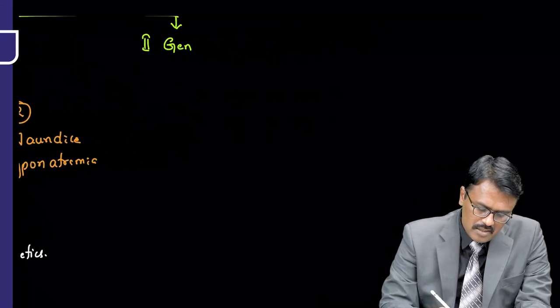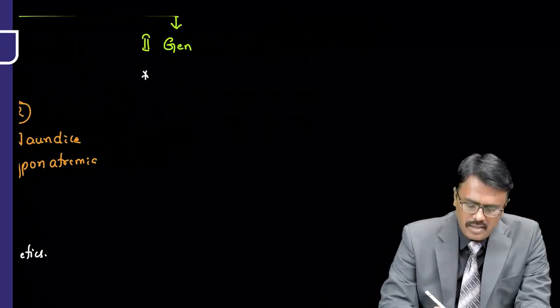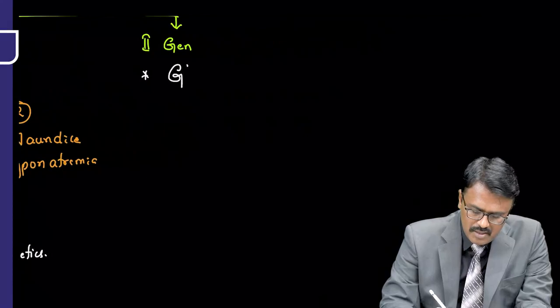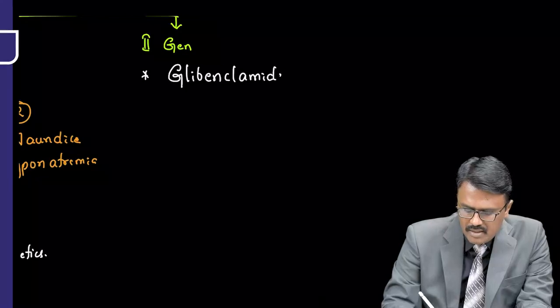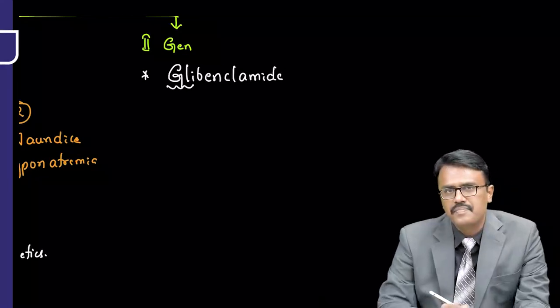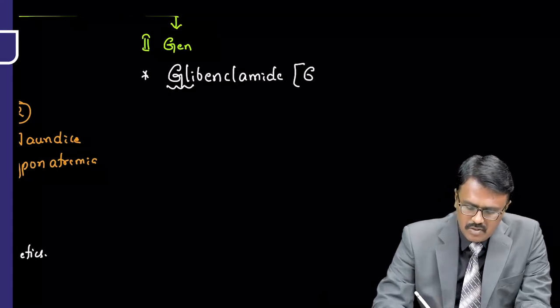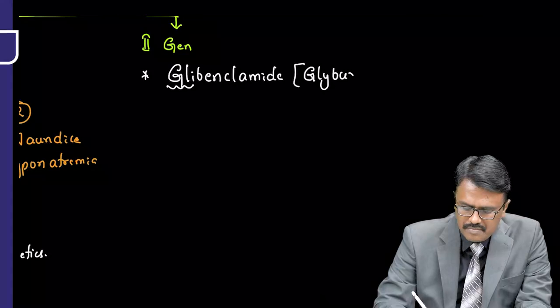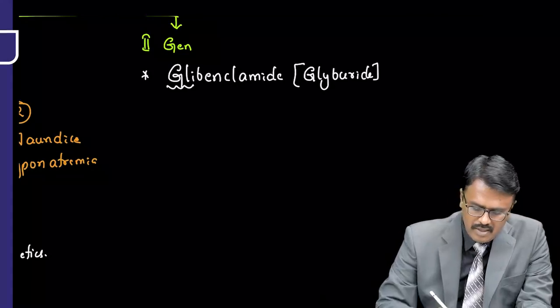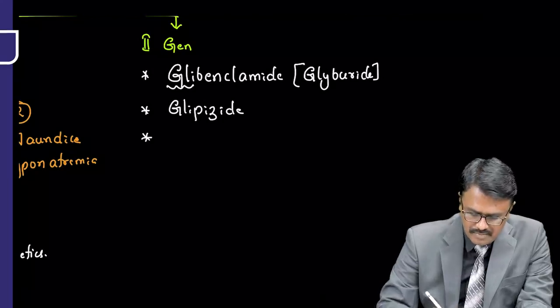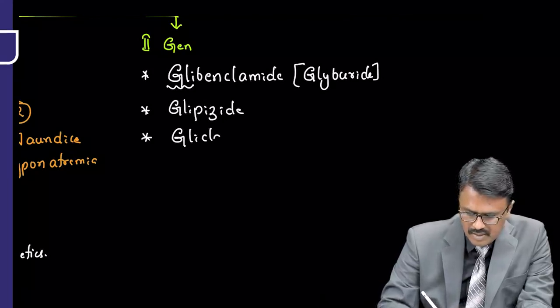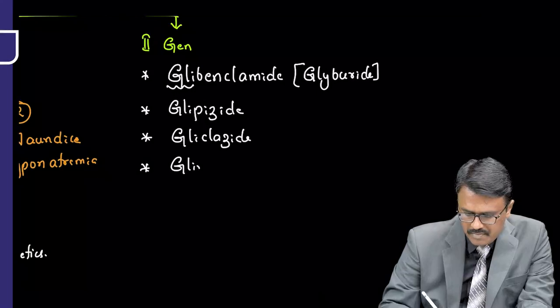Coming to second generation, this is the one which we are using nowadays for treating diabetes. The name is glibenclamide. Remember, they start with gli. Glibenclamide is also called glyburide. Then we have glipizide and gliclazide, and one more drug, glimepiride.